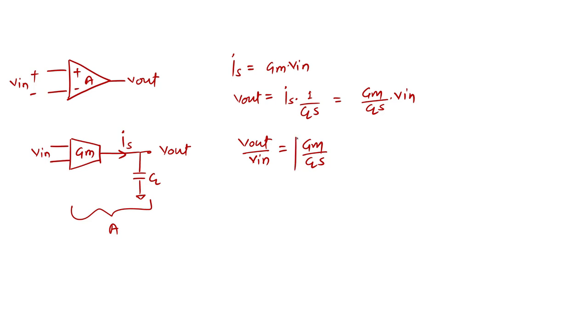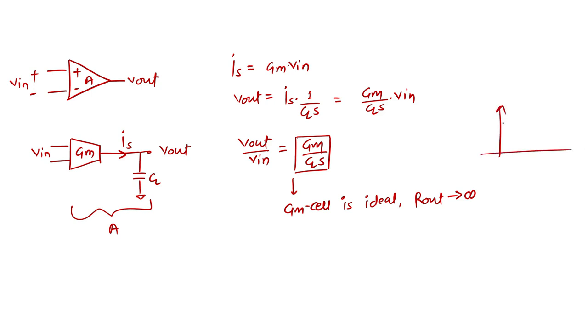We have seen this thing already in the 5T OTA series. When I'm considering my GM cell to be ideal, meaning the R out of the GM cell is infinite, then only the infinite gain response comes into the picture. It's an infinite gain, omega 3 dB comes to 0, and omega UGB comes to GM by CL. So this is the structure for the ideal GM cell.